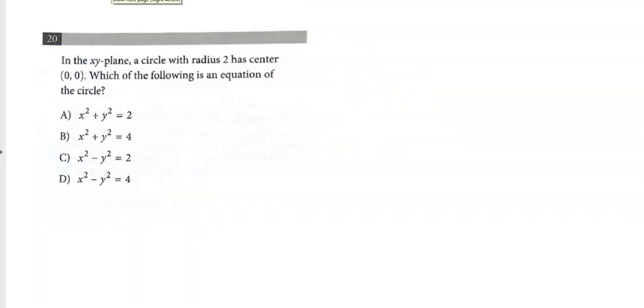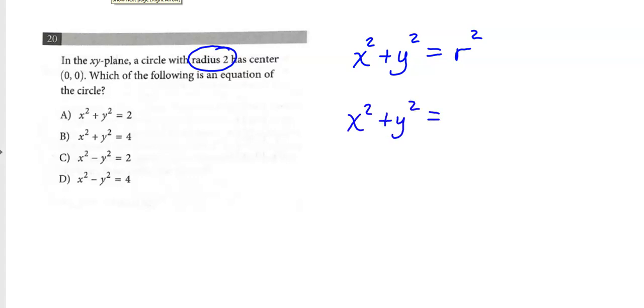Number 20. All right, this says in an xy plane, a circle with a radius of 2 has a center at 0, 0. What is the equation of the circle? Well, the equation of a circle centered at 0, 0 is in the form x squared plus y squared equals r squared. So for instance, if we want a radius of 2, that would be x squared plus y squared equals 2 squared, or 4. So the correct answer here is B.